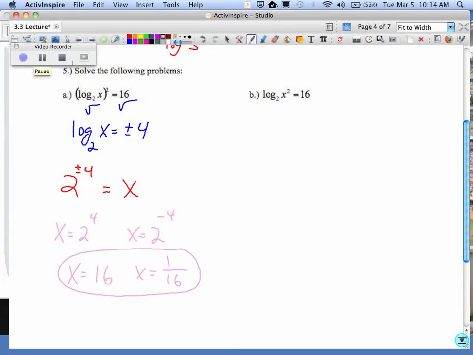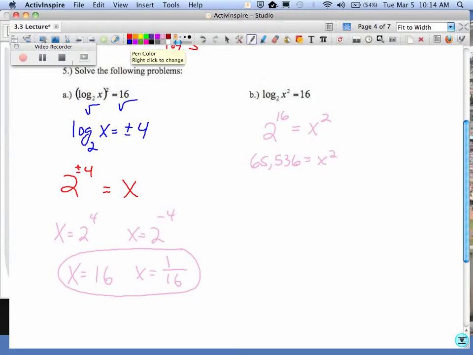What are you going to do in part B? I would just write it in exponential form. What's my base? Logarithms are always equal to what? The exponent. So 16 is my exponent. So what is 2 to the 16th power? I believe it's 65,536.